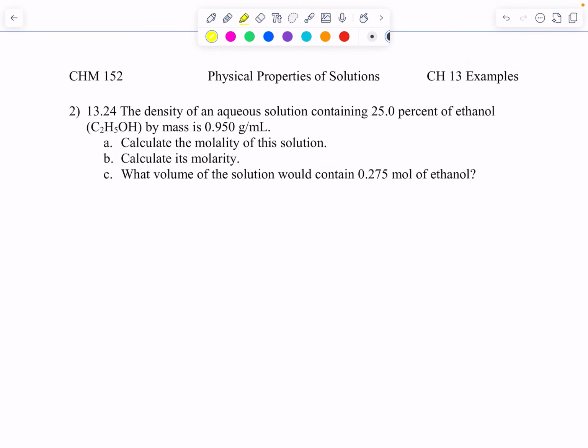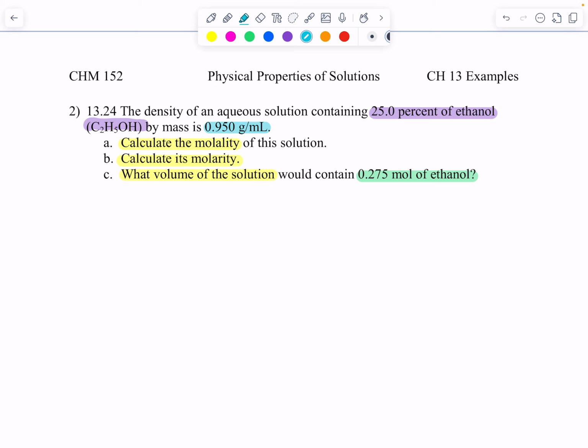All right, number 2. The density of an aqueous solution containing 25% ethanol by mass is 0.950 grams per milliliter. We have to calculate the molality, calculate the molarity, and then what volume of the solution contains that. All right, so we have a percent mass and a density.